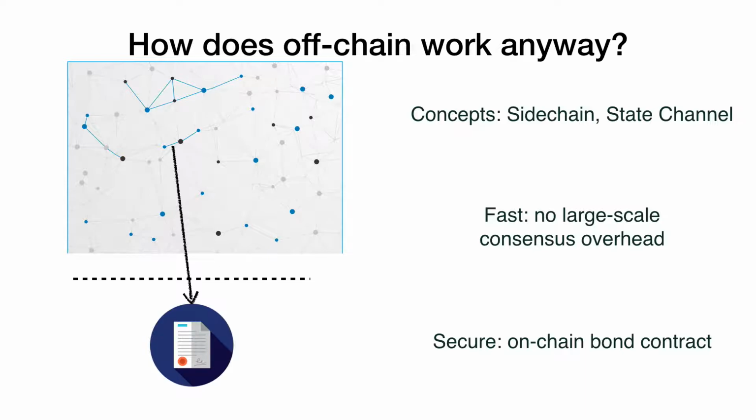Thanks. Okay, so this kind of off-chain technology is fast because there is no large-scale consensus overhead involved. Think about Lightning, basically. And it is secure because you still always have this on-chain bond contract sitting on the chain to ensure that everyone is bonded, so that whenever needed, it can be settled to the most recent updated state.